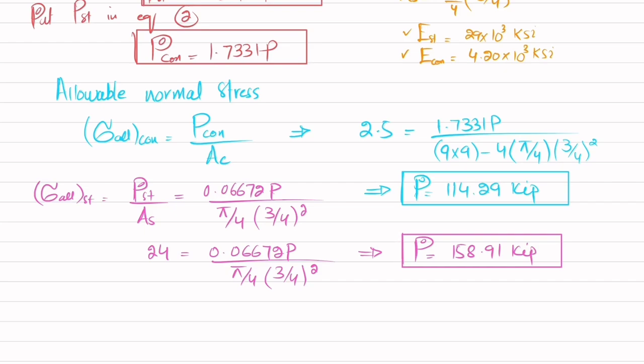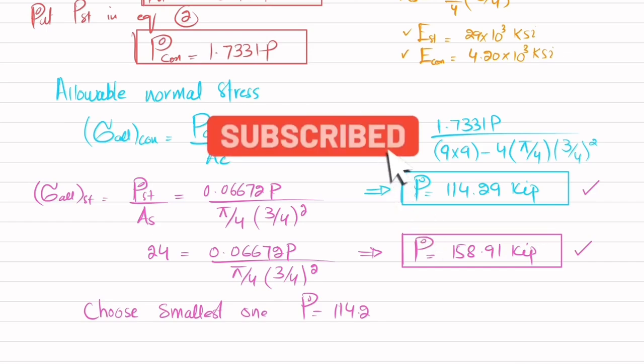Now you have two values. This value is based on the allowable normal stress for steel, and this is for allowable normal stress for concrete. So we will choose the smallest one. So P is equal to 114.29 kips.